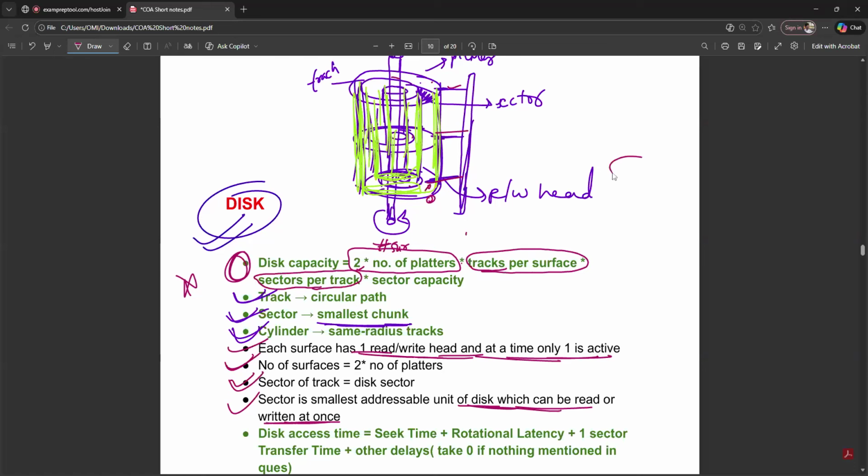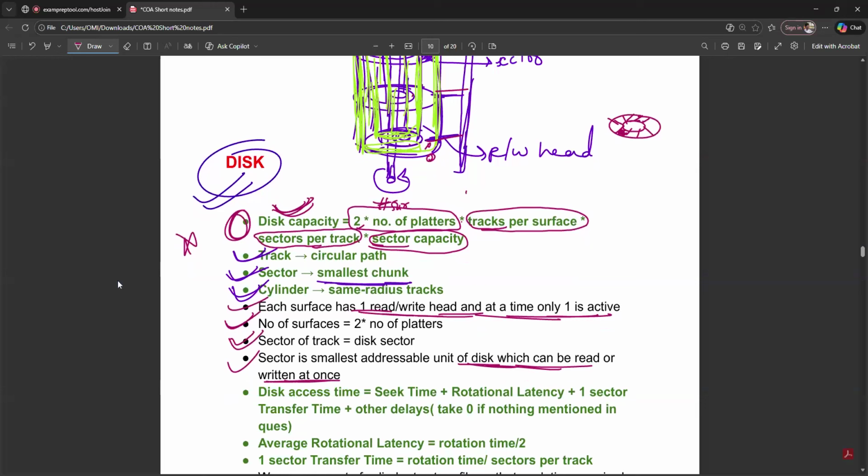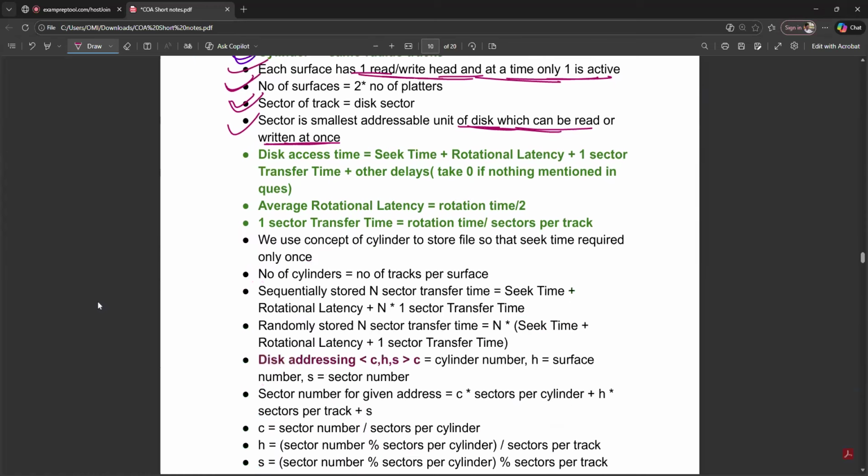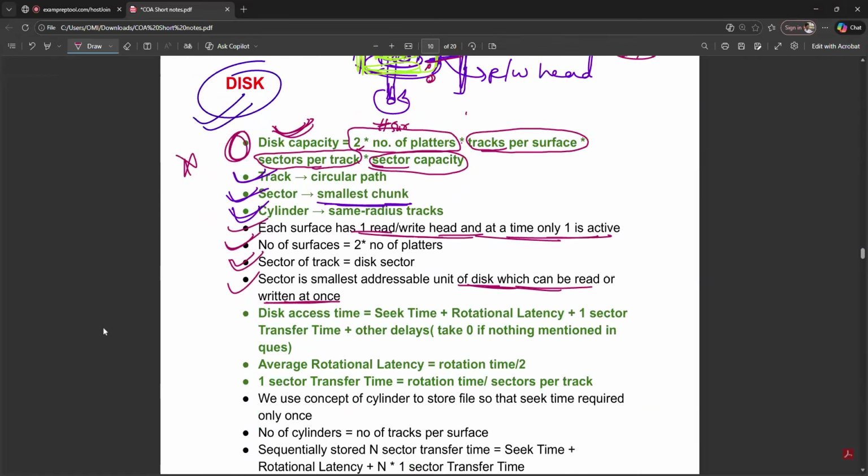Let's say this is one track. How many sectors are there? Into the sector capacity, right? What is the sector capacity for this? If you multiply all these terms, you will be able to get the disk capacity. So this is a very easy formula. You just have to multiply it intuitively. You can remember it intuitively; there is nothing to mug up.